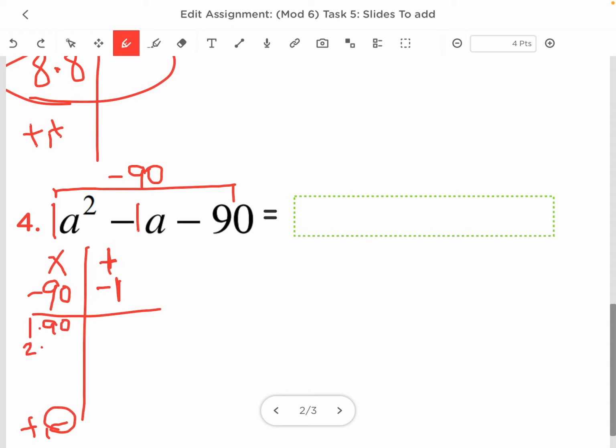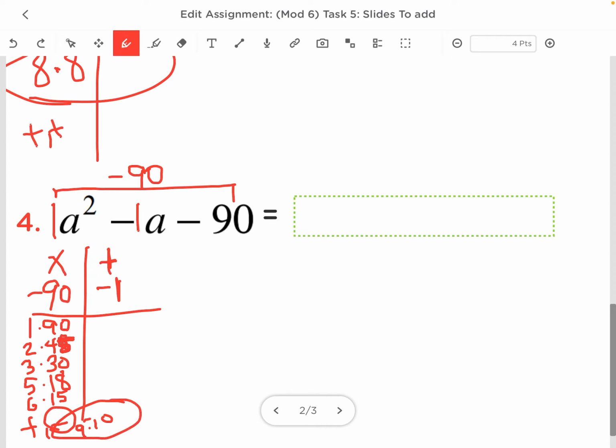1 and 90, 2 and 45. Sorry, my brain was thinking ahead to 3 and 30. 4 doesn't go. 5 and 18. 6 does go. 6 times 15. 7 doesn't go. 8 doesn't go. And then 9 times 10. That's going to be the one.